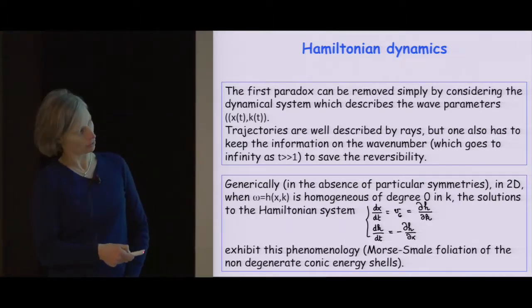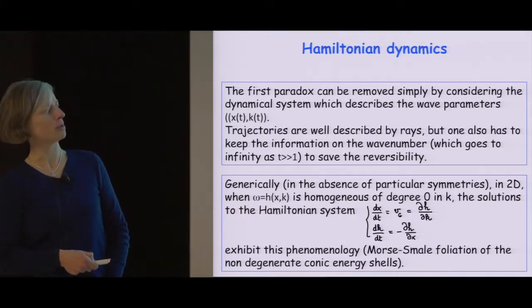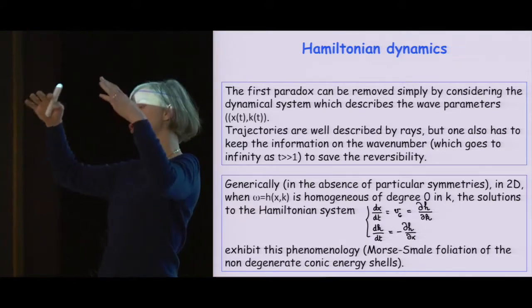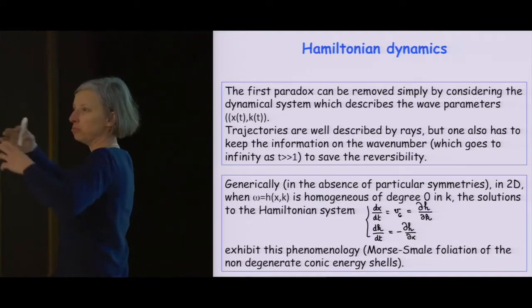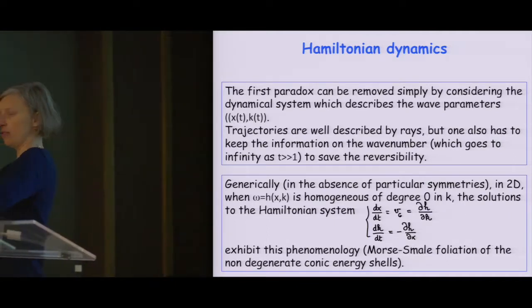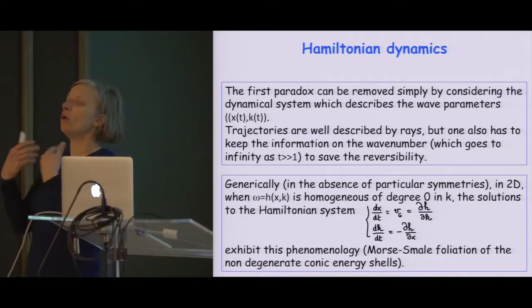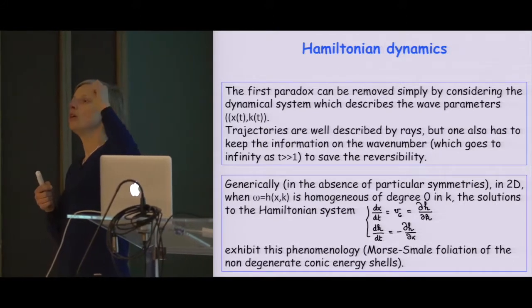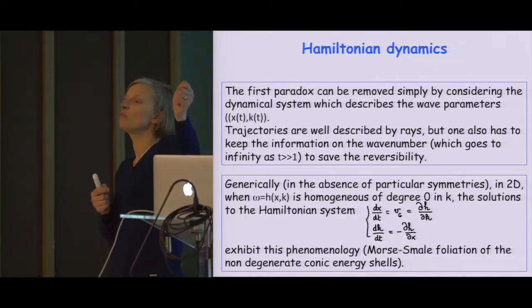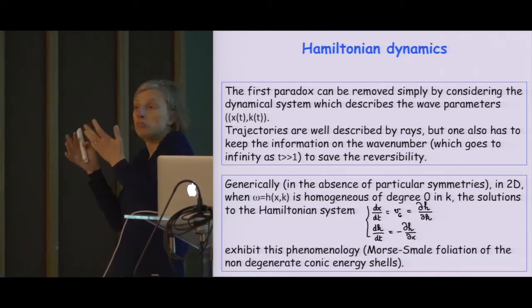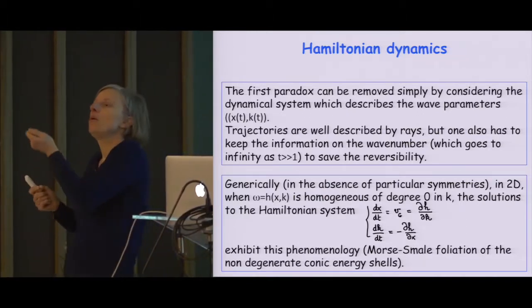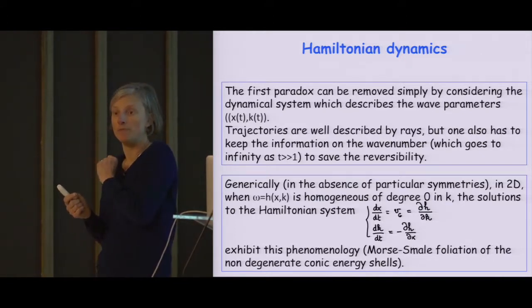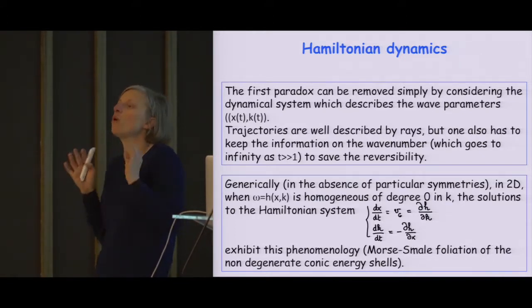And so we say that we have a Morse-Smale foliation. This means that you have only a finite number of trajectories which are finite and stable. And all the other trajectories converge to one of these attractors when time goes to plus infinity, and to another, maybe the same, but maybe another attractor when t goes to minus infinity. Okay, so this is the global picture that you have.